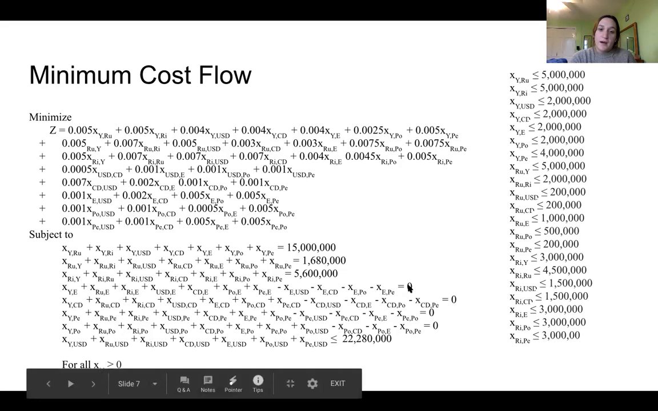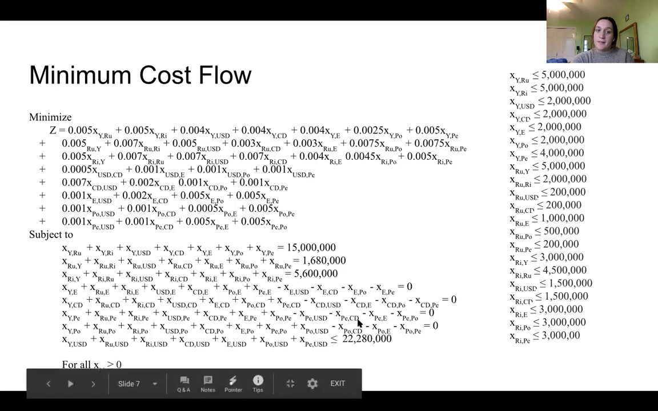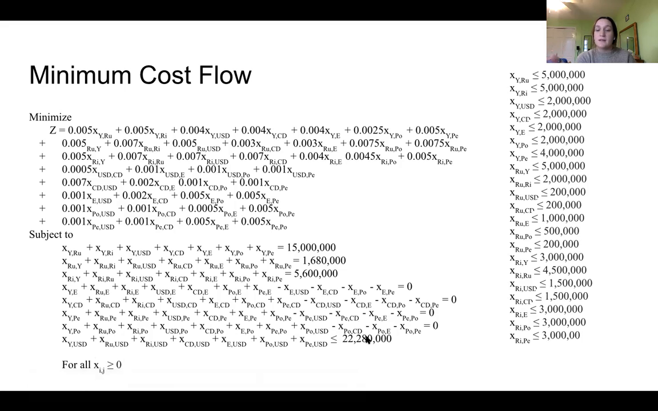And so this last constraint that I have here that I hope you can see is less than or equal to $22,280,000. That is actually the grand total of the system. So we're saying here that the last node, the US dollar node, needs to be less than or equal to the maximum amount of money in the system. Just to put some constraint on it, we know that money can't be created in the system as we are losing money as we do transactions from one currency to another.